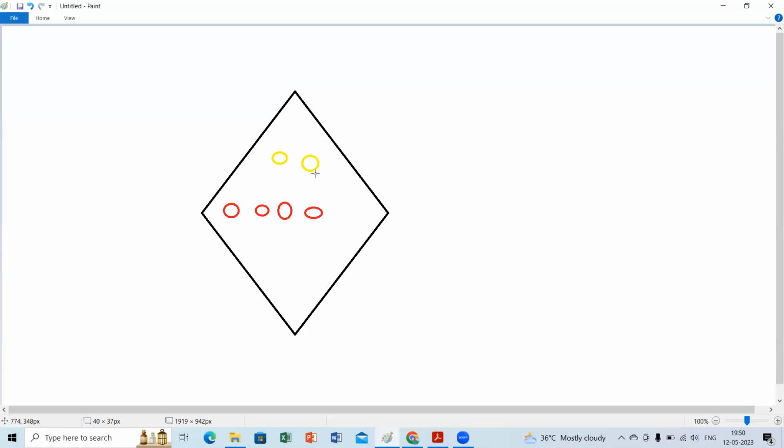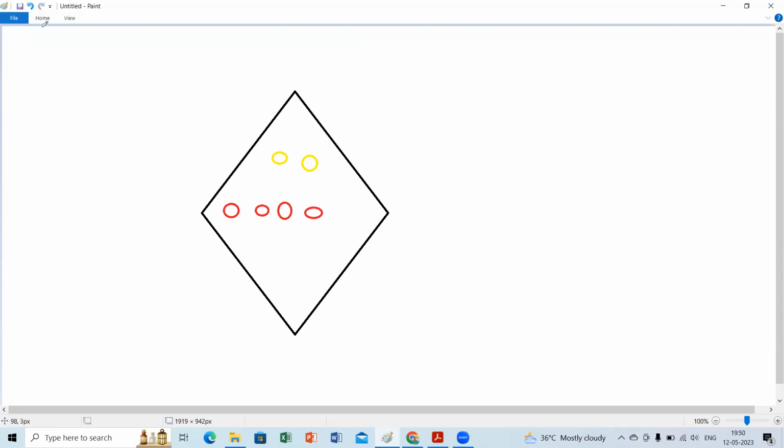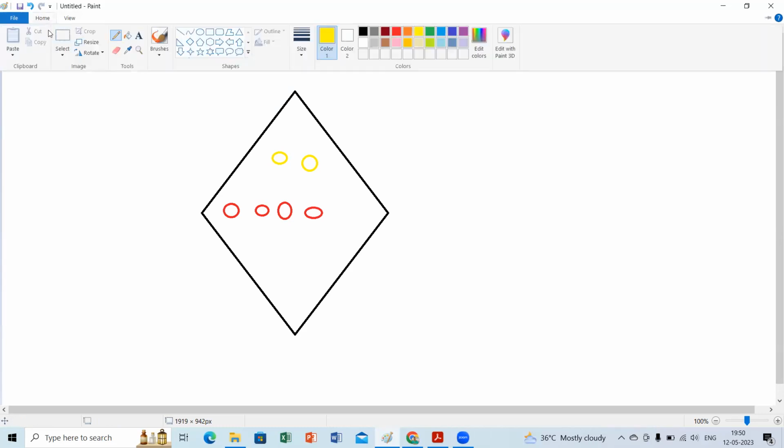Now you can see, what is the probability of getting a yellow ball among these? What is the probability of getting a yellow ball? 2 by 6. If you pick randomly, without seeing, any coin from the bag, what is the probability of getting a yellow coin?